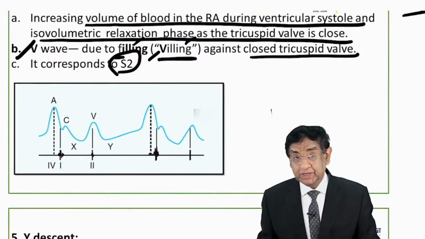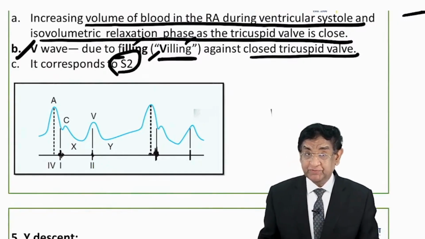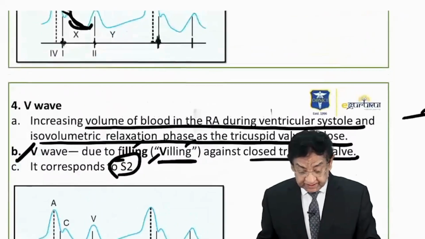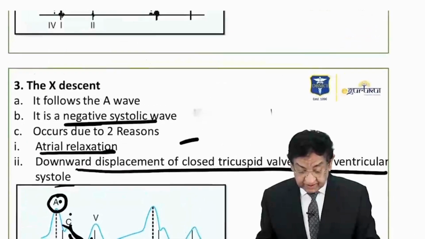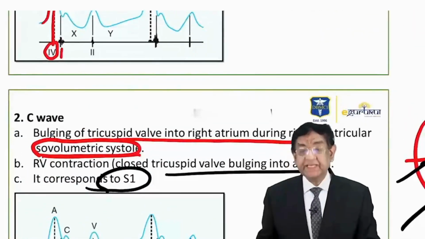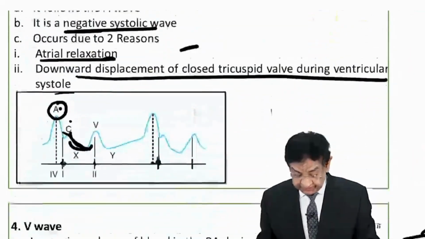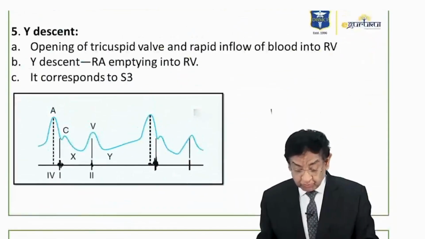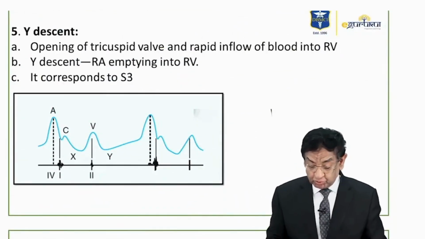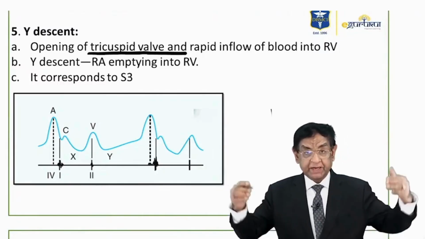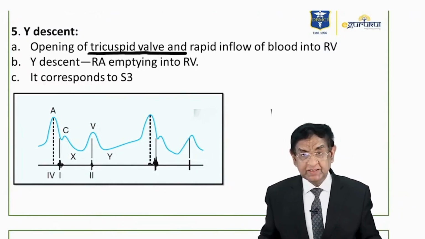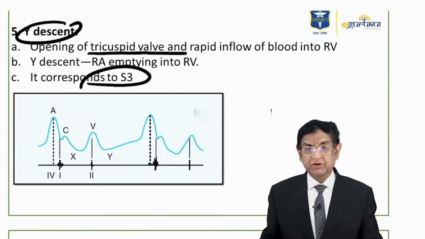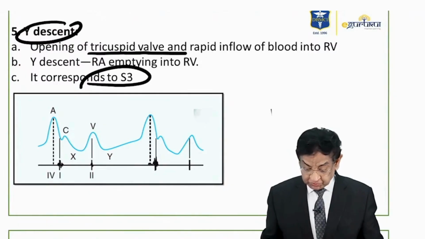Okay, so now you have to remember what corresponds to S3 and S4. S4 was A wave. Then we talked about C wave, which was S1. Then V wave is S2. And now let's talk about Y descent. This is due to opening of the tricuspid valve. Blood rapidly flows into the ventricle and that produces Y descent, which corresponds to the third sound in the left ventricle.